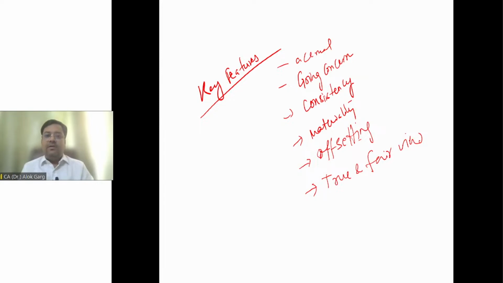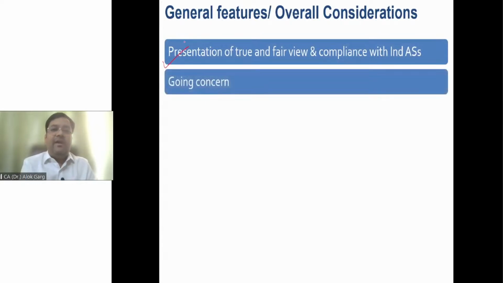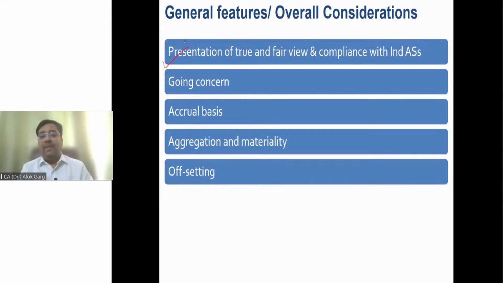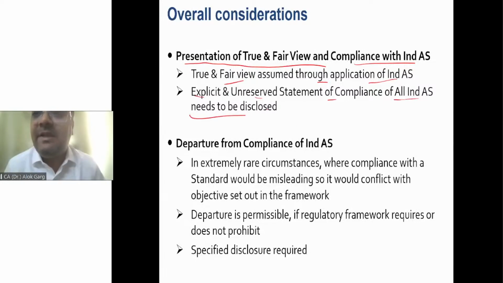Yes. So friends, now let's discuss in detail. Number one, presentation of true and fair view and compliance with Ind AS. Ind AS 1 says that if a company is complying with all Indian accounting standards, it is presumed that the financial statements are presenting a true and fair view. True and fair view is assumed through application of Ind AS. An explicit and unreserved statement of compliance with all Ind AS needs to be disclosed. What does it mean? Friends, please write down.